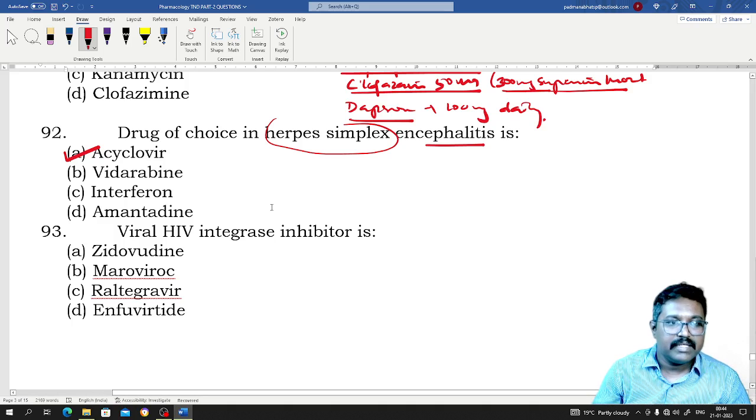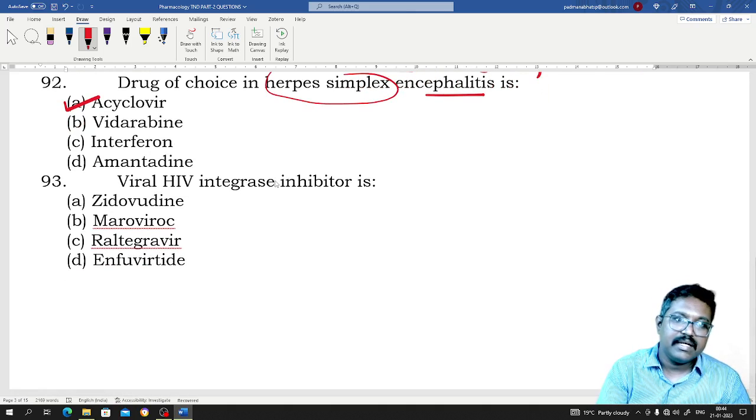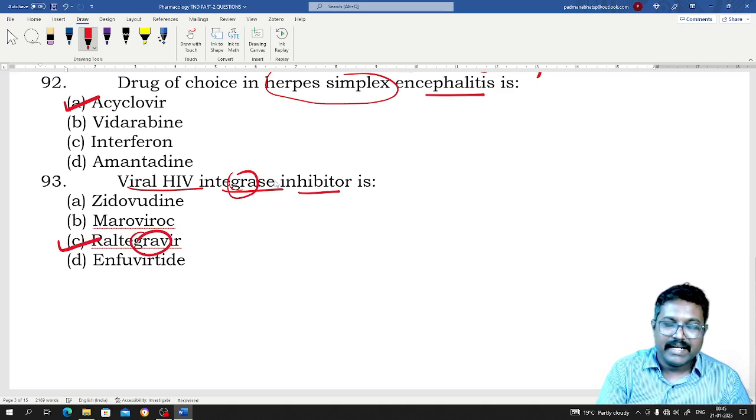So next, moving on to the 93rd MCQ, that is the viral HIV integrase inhibitor. So the name itself suggests an integrase. So you can see the gravir, raltegravir is the viral HIV integrase inhibitor. Is that clear? Enfuvirtide is the fusion inhibitor. Again, maraviroc is also an entry inhibitor, and we have raltegravir, which is an integrase inhibitor.